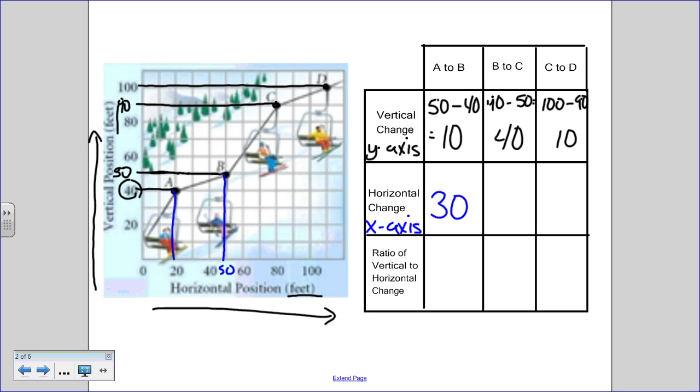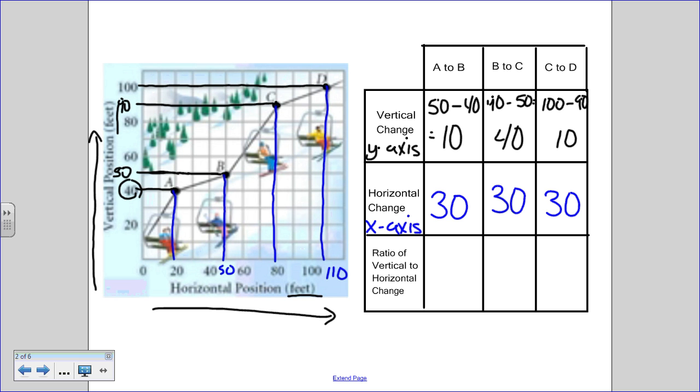Let's repeat that for part B to C. B, as we've said, is at 50 feet. If we go up to point C and follow it down to the x-axis, we see it's at 80 feet. What's the difference from 80 to 50 feet? You got it if you said 30. Lastly, let's look at C to D. We have C at 80 feet to D, which comes down to 110 feet. The difference from 80 to 110, you're right, it's 30 feet again.